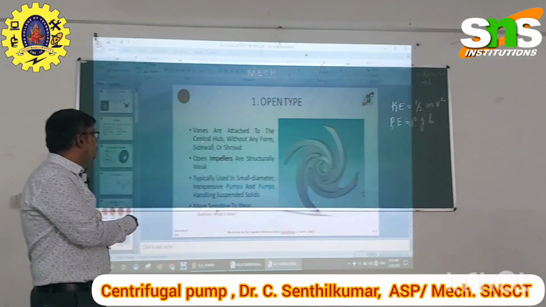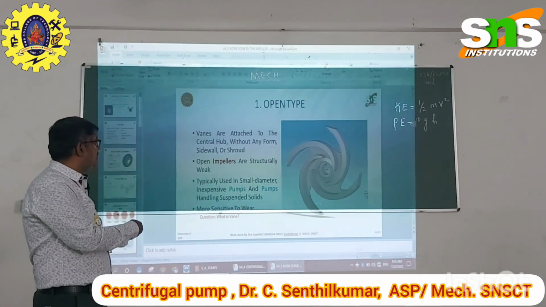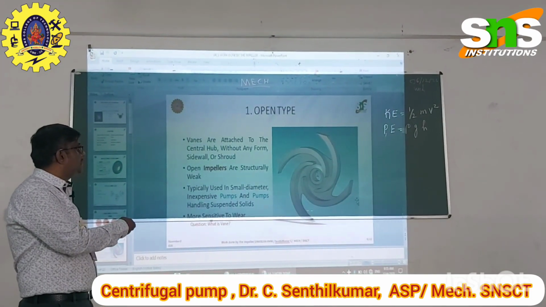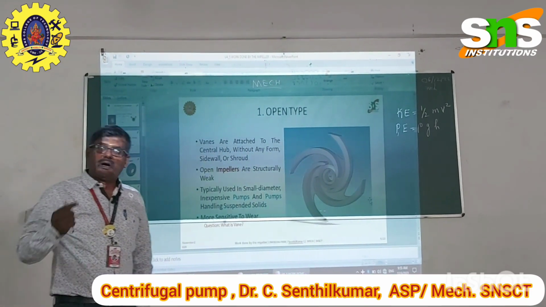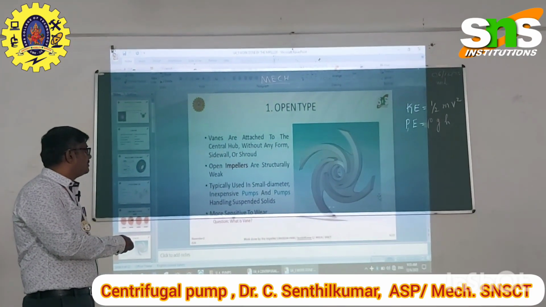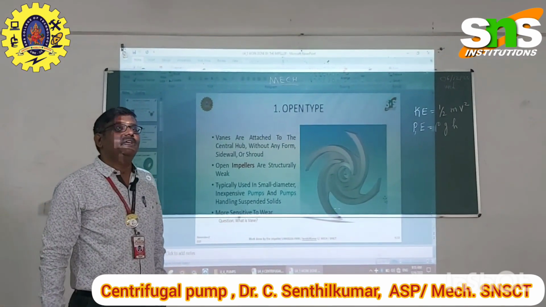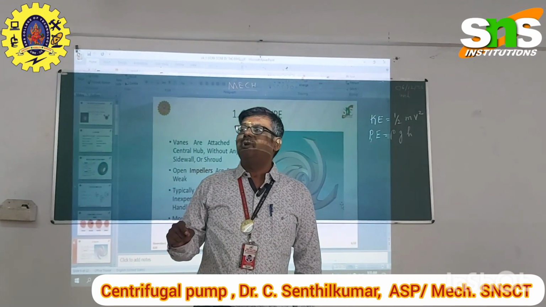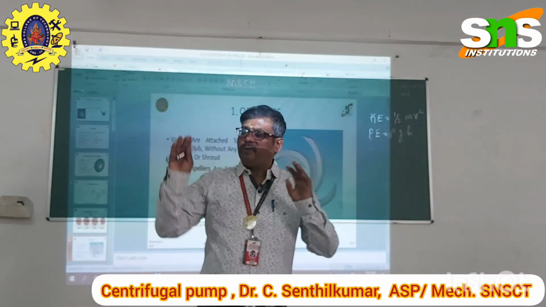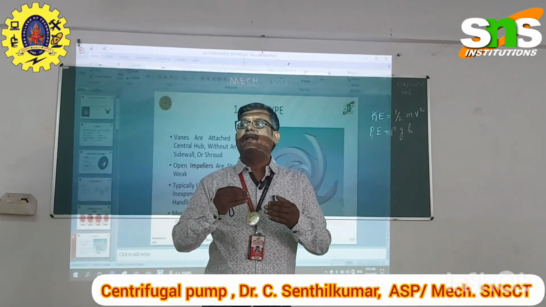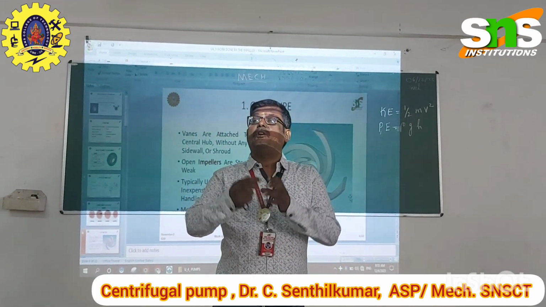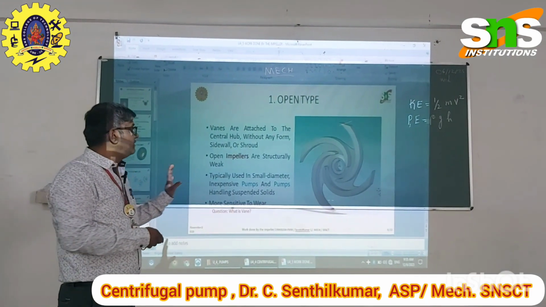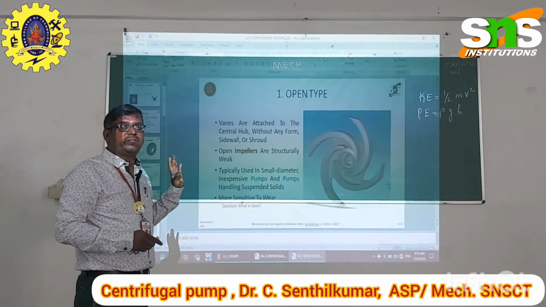Vanes are attached to the central hub. This is the central hub area without any side wall or shroud. That is called the open type. There will not be any wall or closed type. Open impellers are structurally weak. Why they say weak is because it has to allow solid particles, impurities or dust, so it has to be designed like that, no other way. They simply spend less money and less material, so it is weak, that's all. It doesn't mean that it will not work. Its design is like this, based on design thinking.